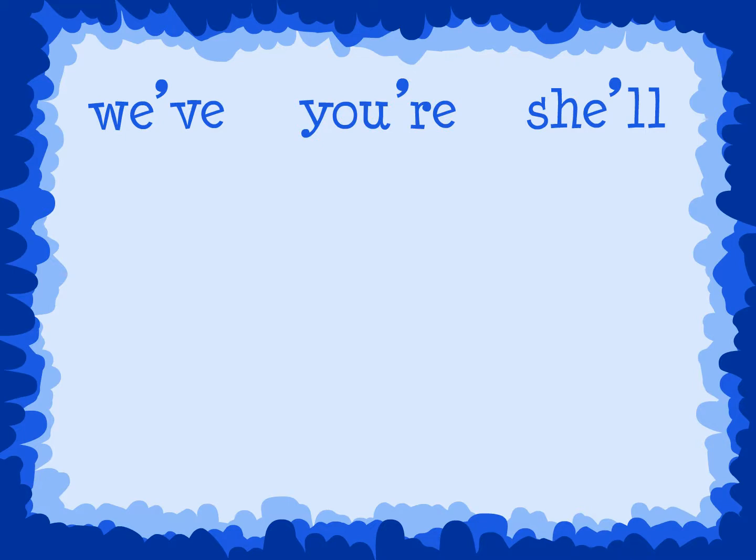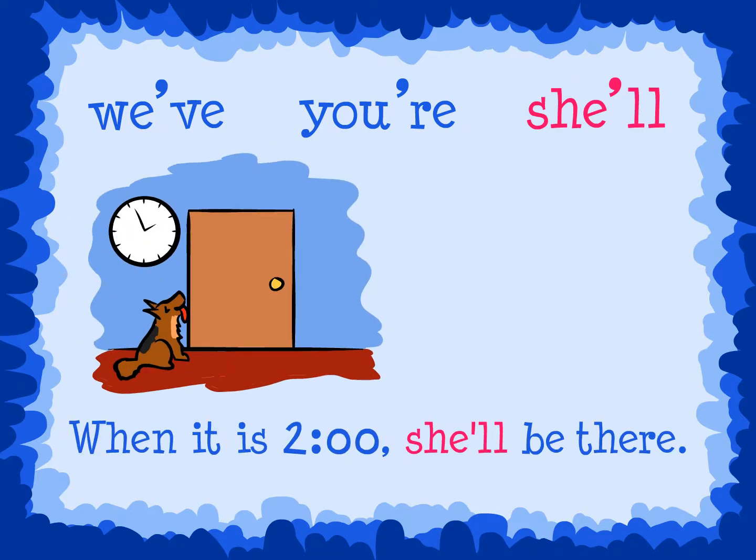Here's another one. She'll. Using she'll in a sentence, we can say, when it is 2 o'clock, she'll be there. What two words make up the contraction she'll? That's right, she will. The letters WI are replaced by the apostrophe.